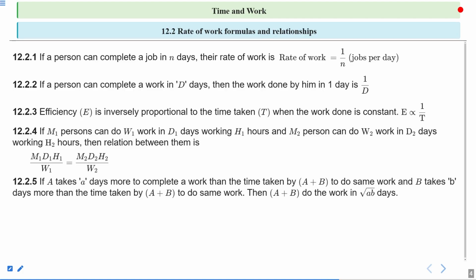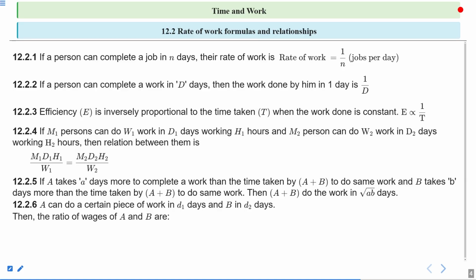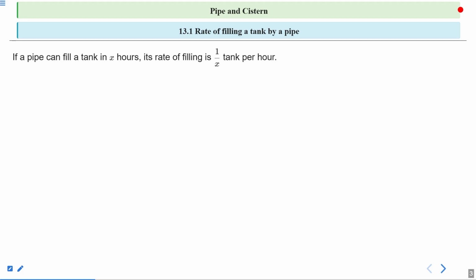If A takes a days more to complete a work than the time taken by A plus B to do the same work, and B takes b days more than the time taken by A plus B to do the same work, then A plus B do the work in under root a into b days. Next one: A can do a certain work in D1 days and B in D2 days. Then the ratio of their wages, A's share to B's share, will equal 1 upon D1 ratio 1 upon D2, or we can say D2 ratio D1.